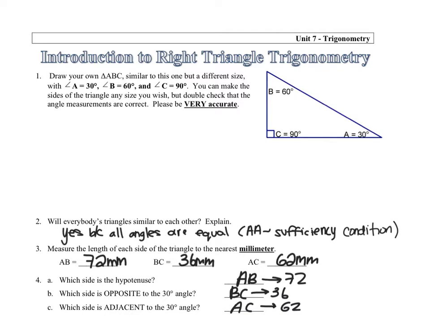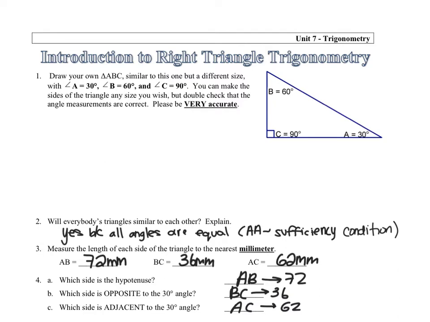And it asks if everyone's triangles are similar to each other. They should all be similar because, if we remember from the previous unit, if all the angles are equal in a triangle, those triangles are similar. That was your angle-angle sufficiency condition. In this case, I didn't draw my own triangle. I just measured the lengths for the triangle that was given to me. So I measured AB, and it was 72 millimeters. BC was 36, and then AC was 62 millimeters.